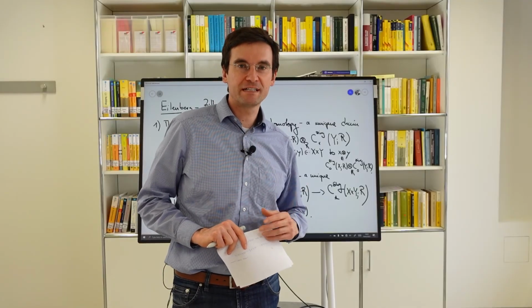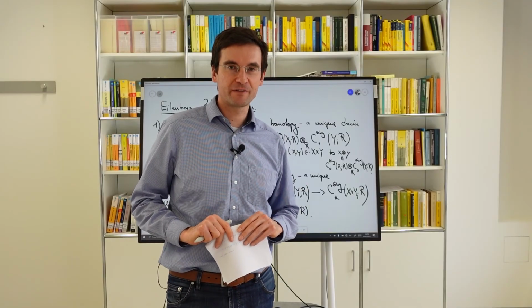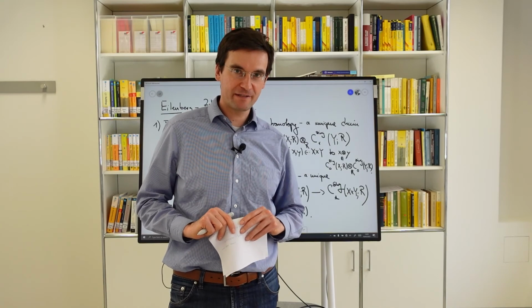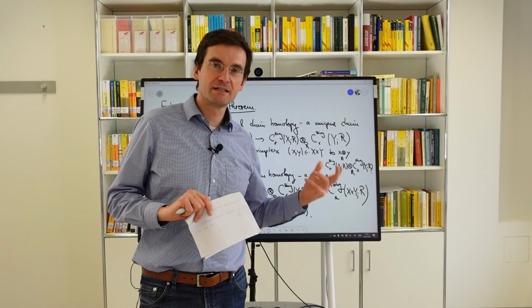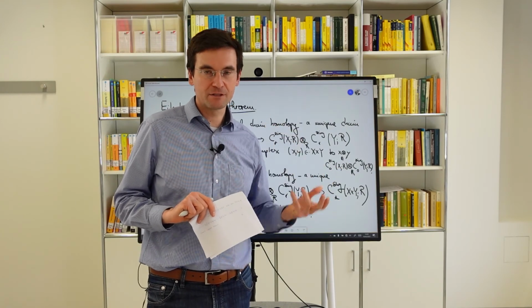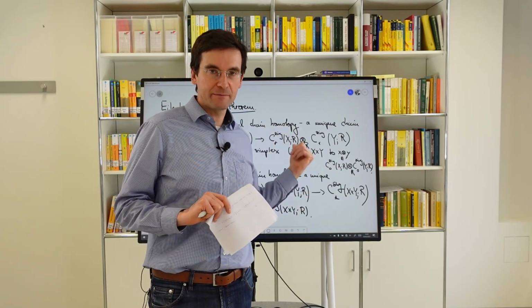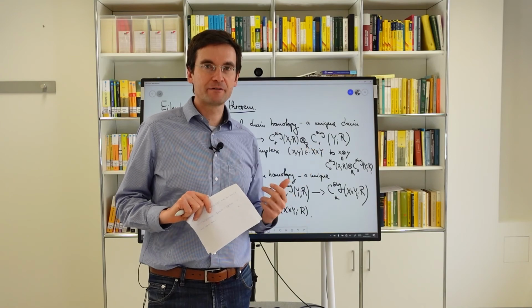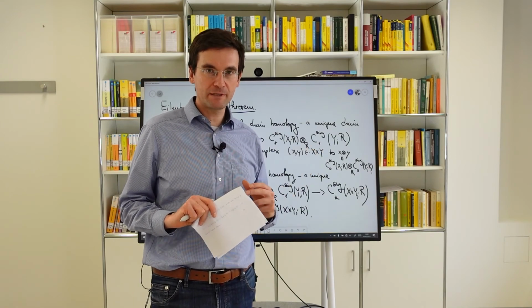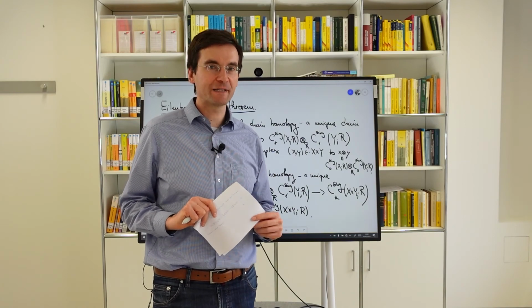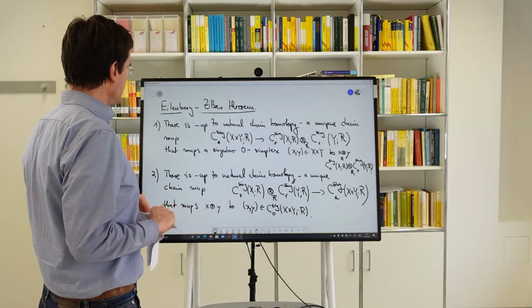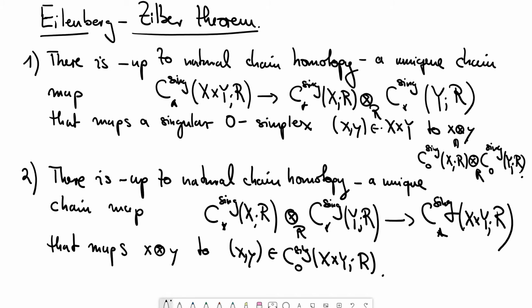So let's draw now the topological conclusion from this abstract homological algebra theorem, as promised. And for that we need a black box that we will show in the next video, or in a later video, the Eilenberg-Zilber theorem. The Eilenberg-Zilber theorem relates the singular chain complex of a product of spaces to the tensor product of the singular chain complexes. And since we won't prove it now, I will just state it.